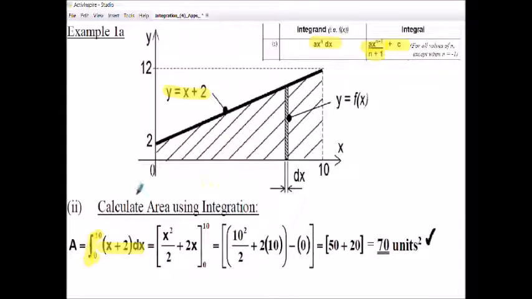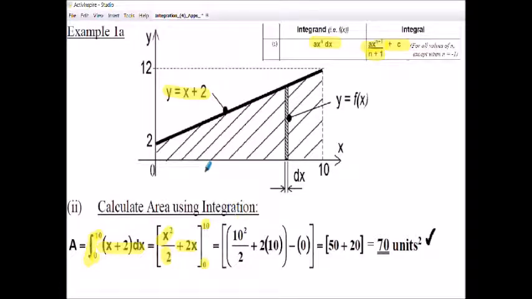So integrating x with respect to x, we get x squared upon 2 from standard forms, and integrating plus 2 with respect to x, we get plus 2x. Our limits are 0 and 10. Again, notice the format I have here. When I perform my integration, the integral sign is removed and I use square brackets to show the solution.